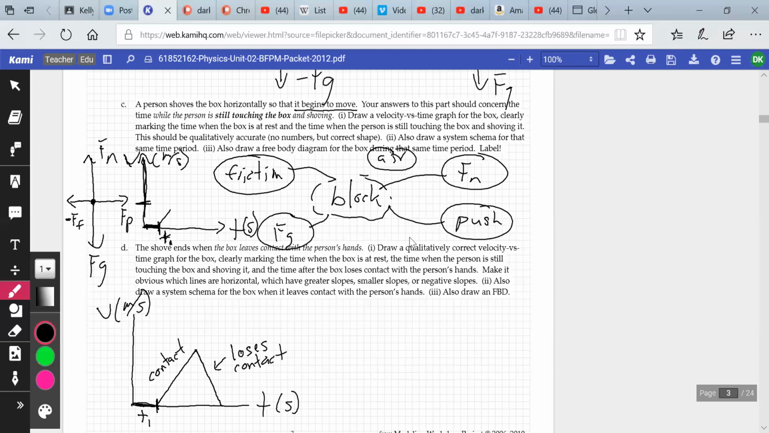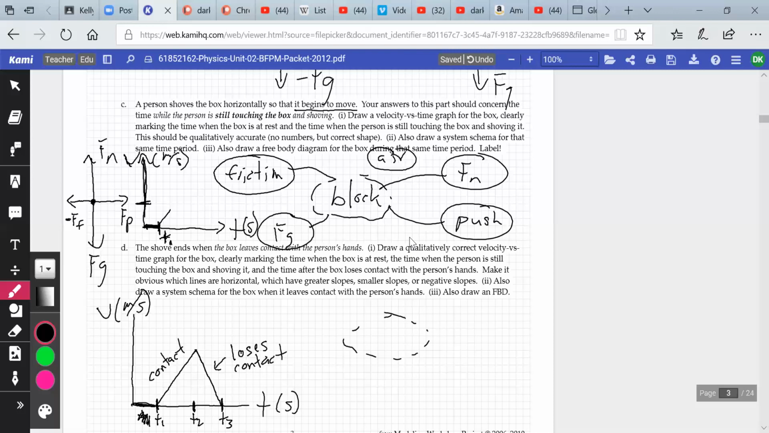So I have a contact from T1. Let's say that this is T1. This is going to be T1 to T2. And then from T2 to T3, I've lost contact and friction takes over. Friction is going to slow the object down to a rest. Back to rest. Okay.